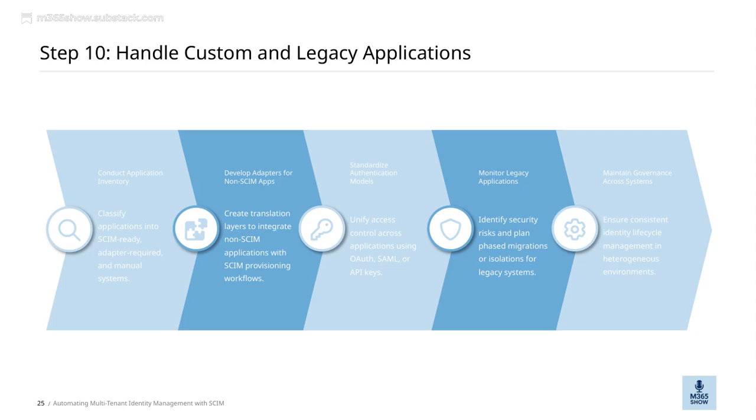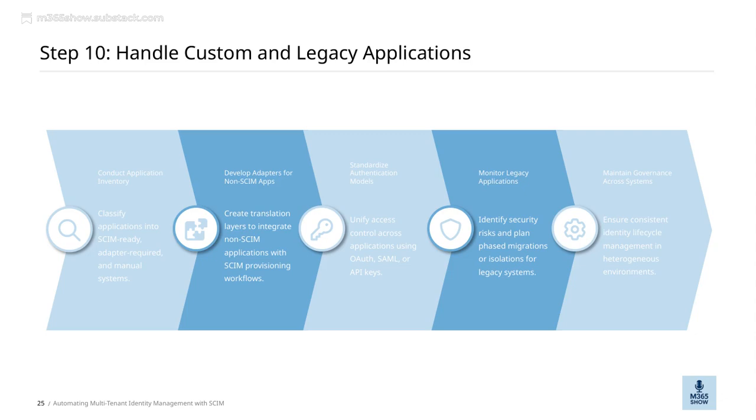Monitoring these legacy applications is also vital. We want to keep an eye on their performance and security status. To unify access control, we can leverage standards like OAuth, SAML, or API keys, ensuring seamless and secure access across various applications. Standardizing authentication models is another important step.